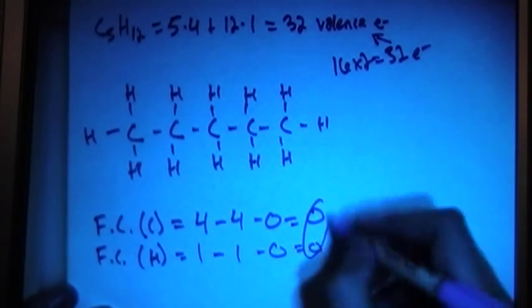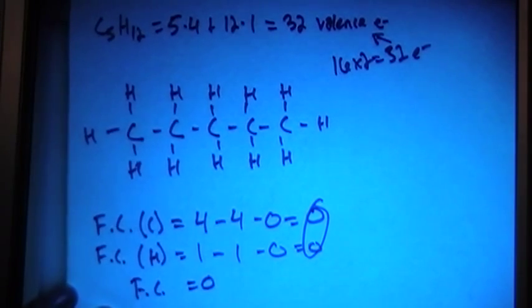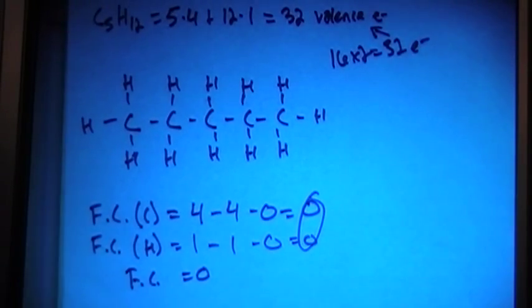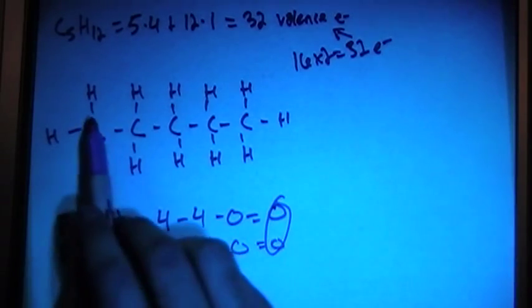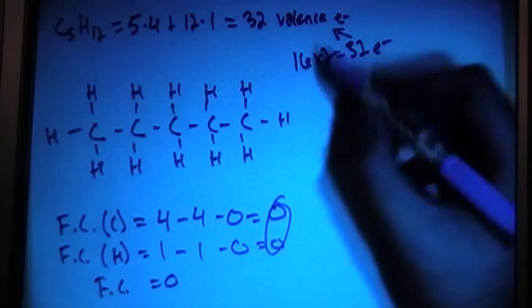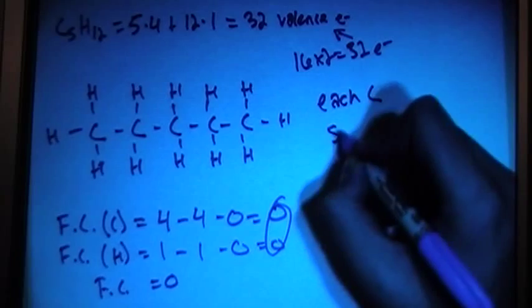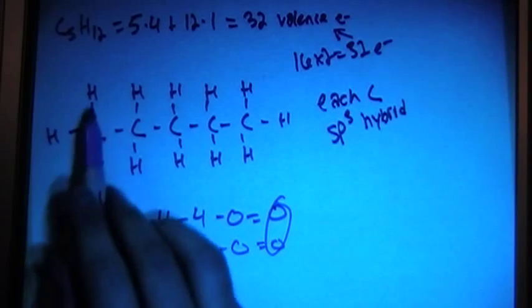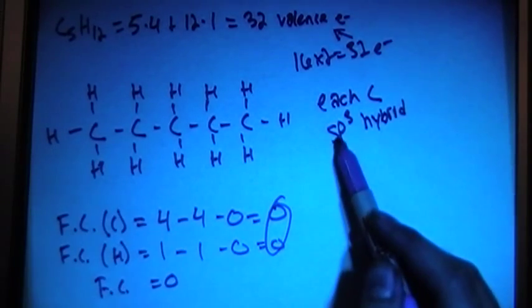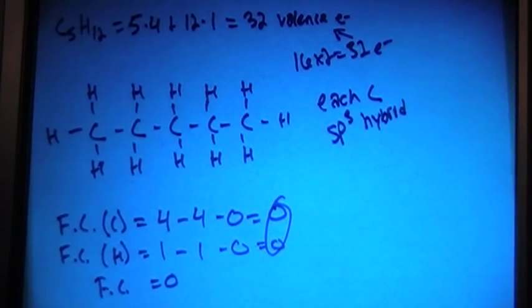So these are going to sum up to be an overall formal charge of 0, which is exactly what you're looking for in a non-charged compound, like this one. Okay? Now, each carbon in here has 4 bonding sites, which means that each carbon is going to be sp3 hybridized, because there's 1, 2, 3, 4 bonding sites, sp3. So that's going to be sp3 hybrid for each carbon in the center of the chain.